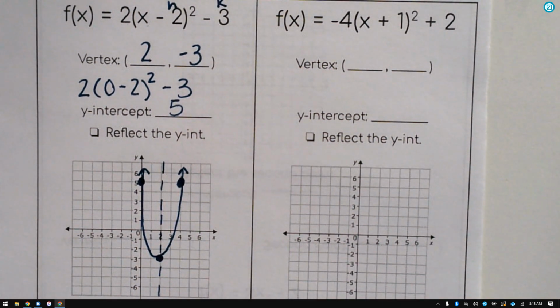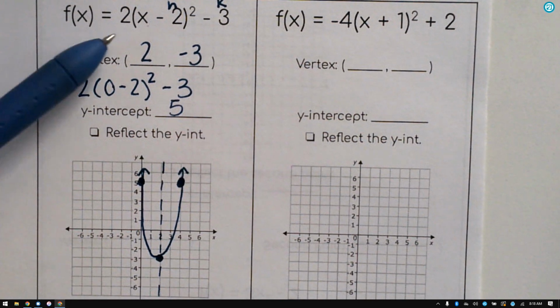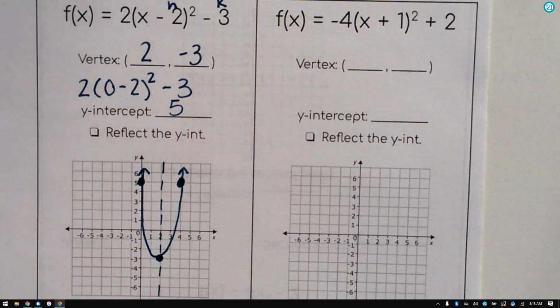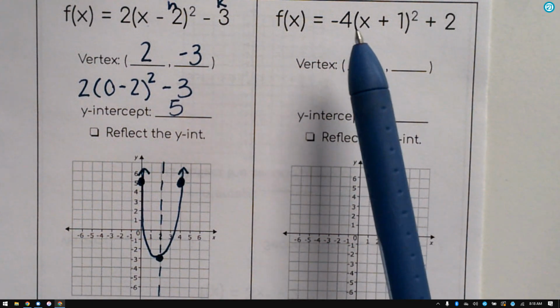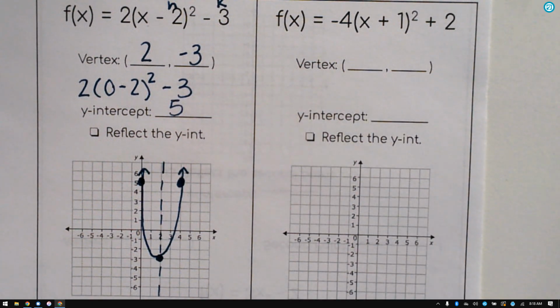Okay, something that you guys can notice on this one, my A value here too was positive. This opened up. The next one, -4, that's negative. So this one's good. The next one's going to open down. You guys will see that when we graph it. Any questions right now?